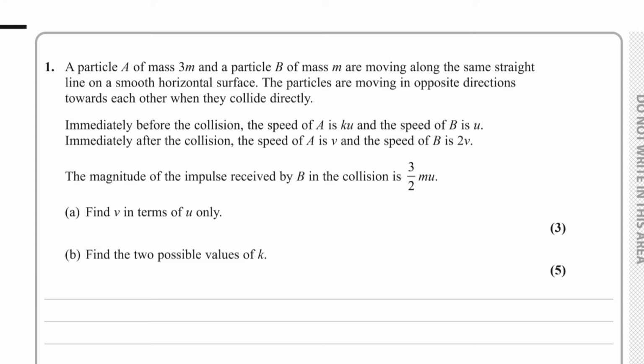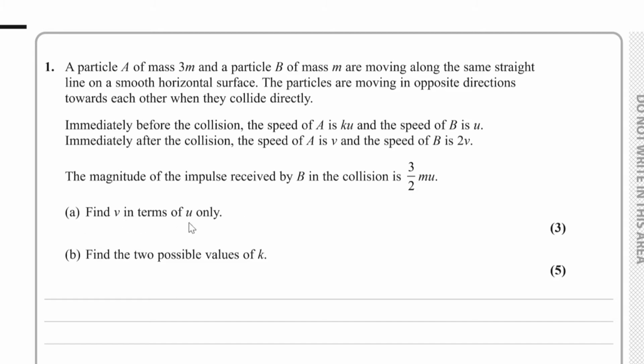Question number 1. A particle A of mass 3m and a particle B of mass m are moving along the same straight line on a smooth horizontal surface. The particles are moving in opposite directions towards each other when they collide directly. Immediately before the collision, the speed of A is ku and the speed of B is u. Immediately after the collision, the speed of A is v and the speed of B is 2v. The magnitude of the impulse received by B in the collision is 3/2 mu.